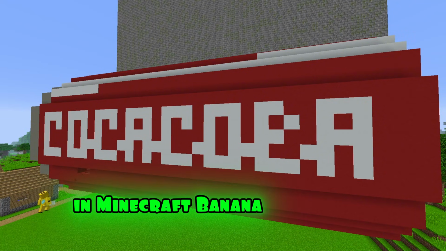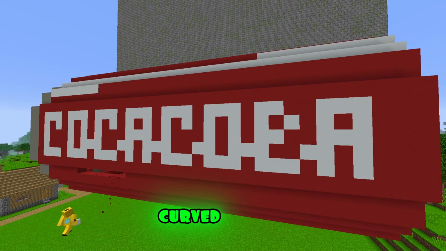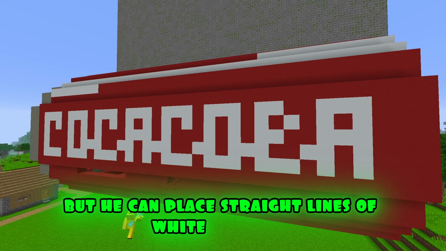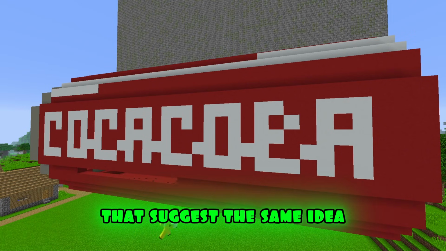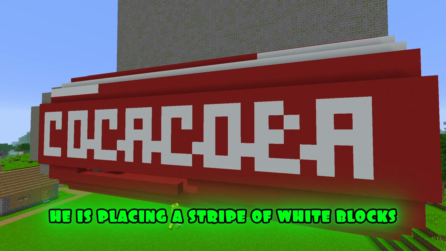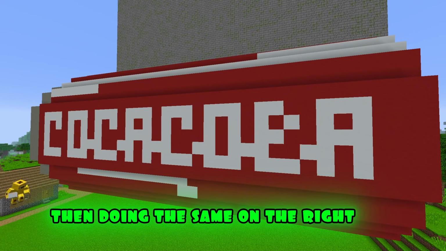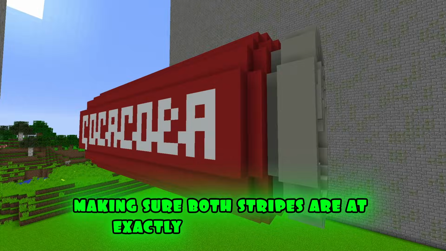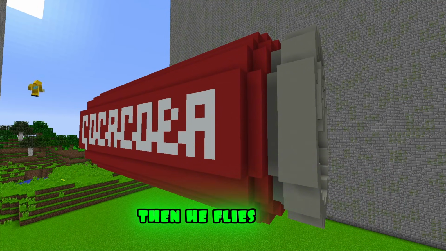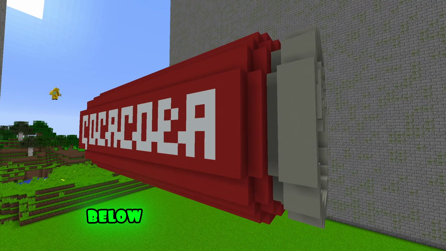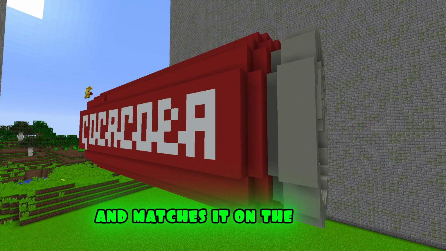In Minecraft, Banana Kid cannot really make a flowing curved ribbon, but he can place straight lines of white concrete that suggest the same idea. He is placing a stripe of white blocks running horizontally above the letters on the left side, then doing the same on the right side, making sure both stripes are at exactly the same height. Then he flies down and places another stripe below the letters on the left and matches it on the right.